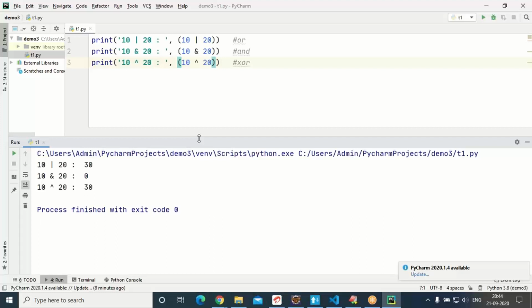This is internally converting into binary and applying the operator. Then again converting into numeric, then producing the output. Bitwise operators require binary values. It converts 10 into binary, 20 into binary, then applies the operator and gets the results. That result is converted back into numeric.